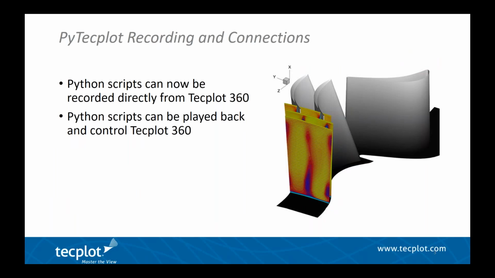So new for this release is the ability to record Python directly from the Tecplot 360 user interface and then play those scripts back to control a live running Tecplot 360. In the Tecplot 360 2017 release 1 back in January, we only had batch mode available, which is useful, but this really now provides a step function, we believe, in the way that you can control Tecplot 360 from Python.